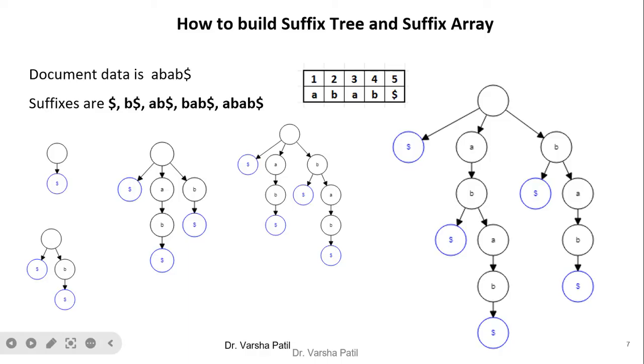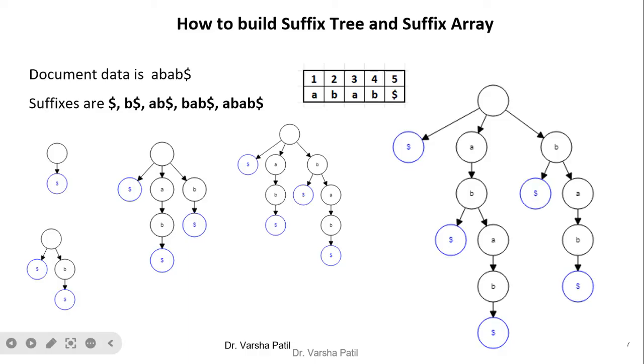Next is AB dollar. Here AB is common, so we can make the bifurcation here, that is branching AB dollar and here AB dollar. So in this way we are making the tree. Now we can see that this AB is continuous, that is one path. So we can use the Patricia concept and make it simply AB. Here also we can make AB. Here also we can make the AB.